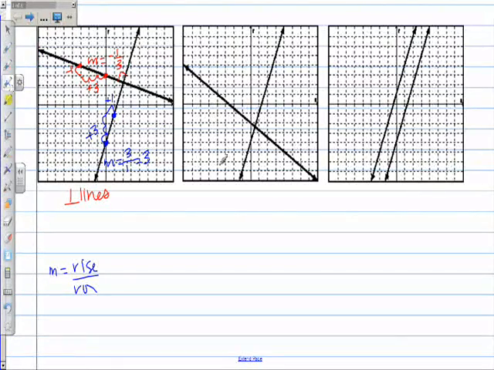From here, if it's not perpendicular or parallel, we're going to call it oblique. So oblique is just non-perpendicular, not parallel. They're just intersecting.